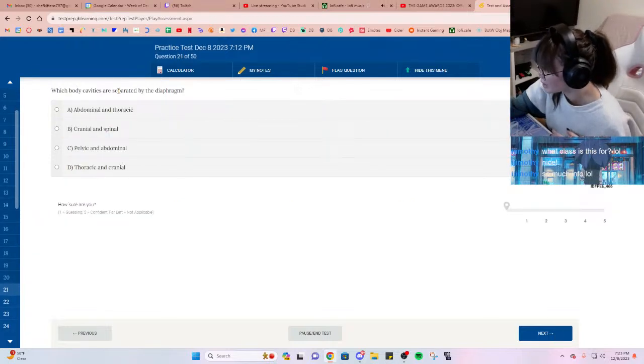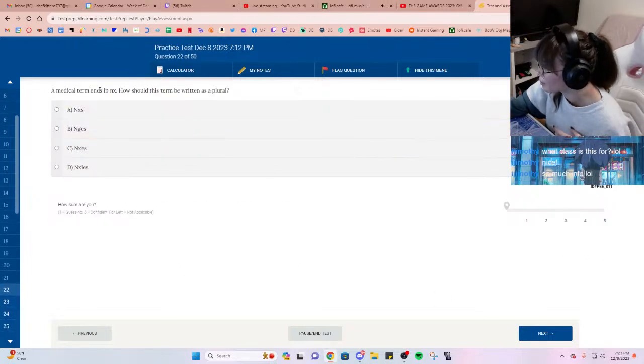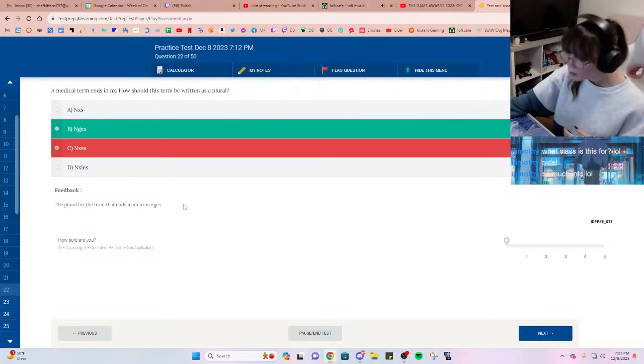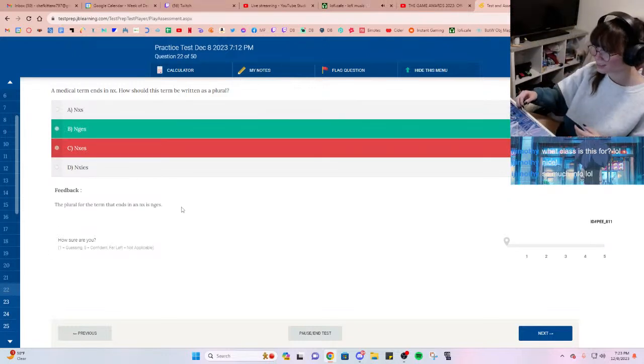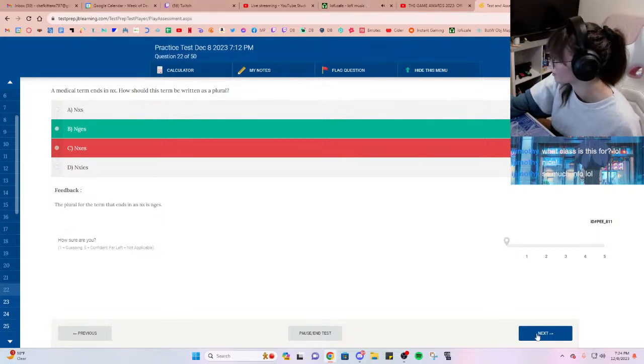Which body cavities are separated by the diaphragm? Abdominal and thoracic. Yoink. A medical term ends in NX. How should this term be written as plural? I think Nx says. What the heck? The plural for the term that ends in NX is NGES. Oh, okay. I can remember that.